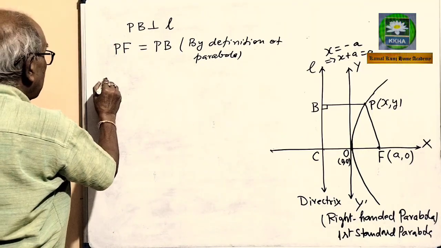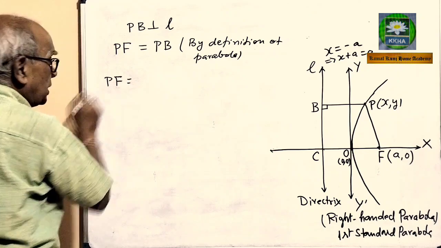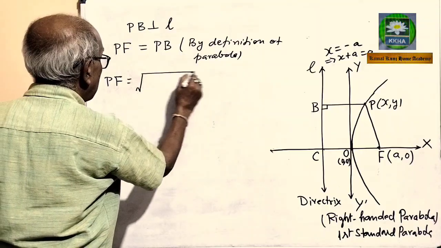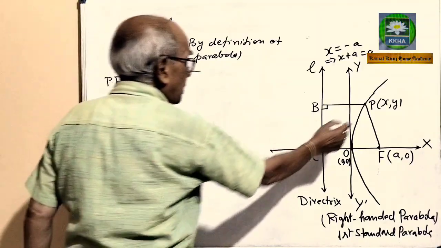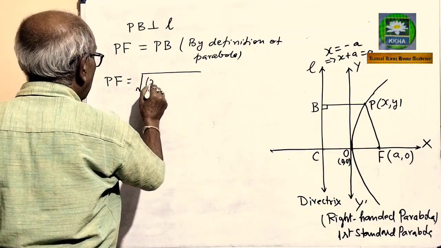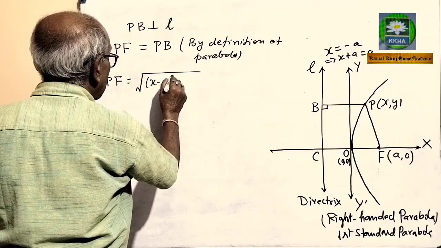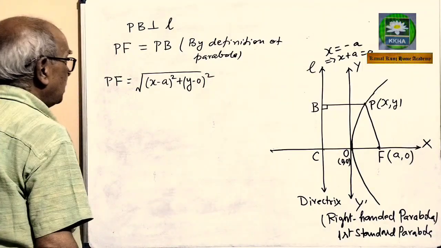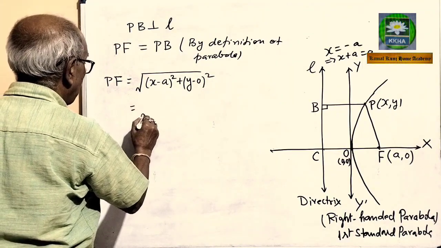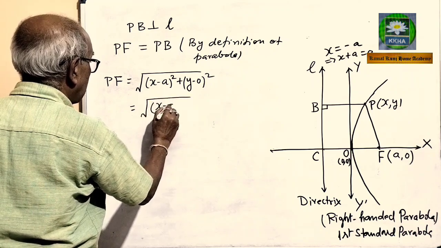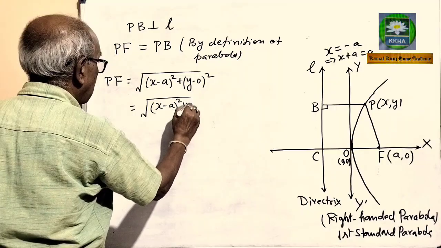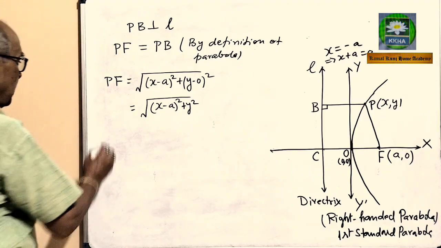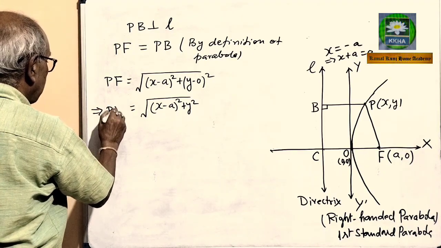Now PF will be equal to, using the distance formula, root of x minus a whole square plus y minus 0 whole square, which is equal to root of x minus a whole square plus y square. This implies that PF will be this.